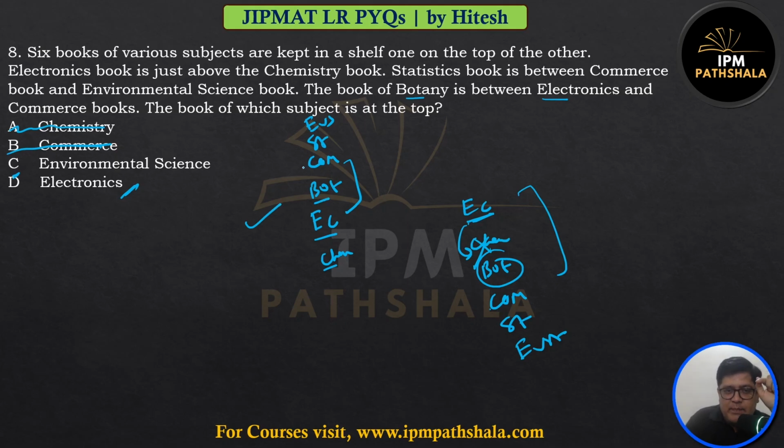So see, botany is between electronics and commerce. In this case, botany is not between. Botany is below chemistry. And then there is commerce. This arrangement falls apart. This is the right answer. Environmental science is the topmost book here.